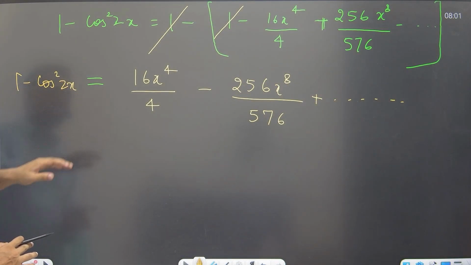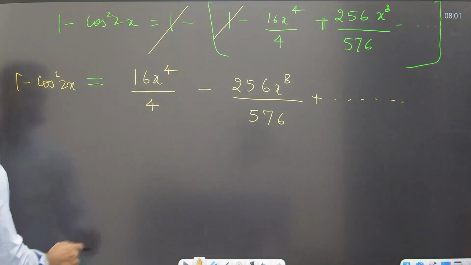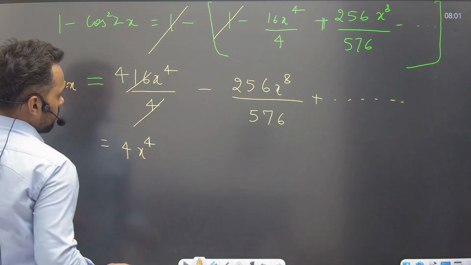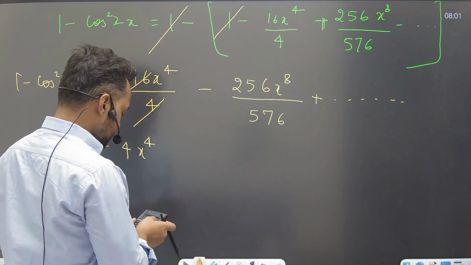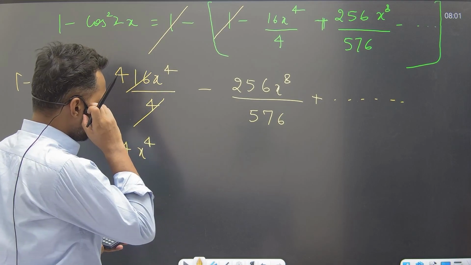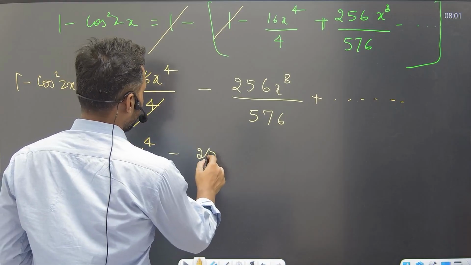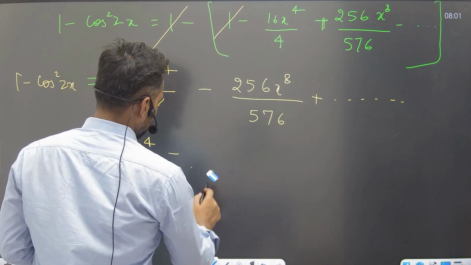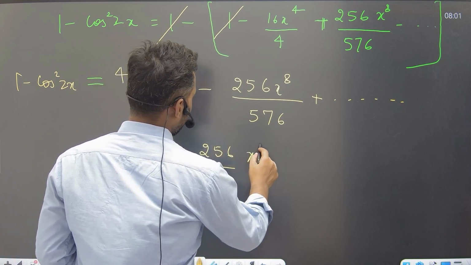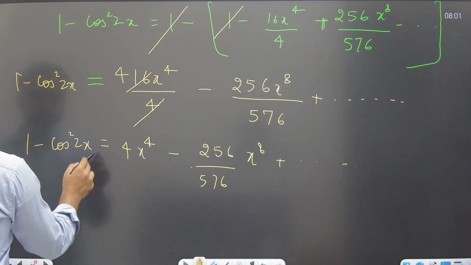This is what we are getting, the values after expansion. 4 by 4, that is 16, so it will be 4x power 4, 256 by 576, let it be this only, so it will be minus 256 upon 576 x raised to the power 8 plus dot dot dot. This is how the expansion is coming, student, for cos square 2x.